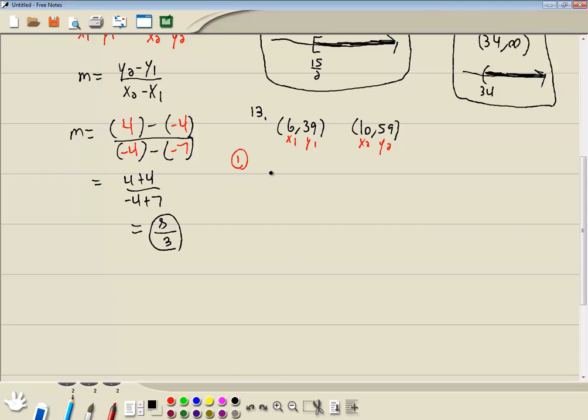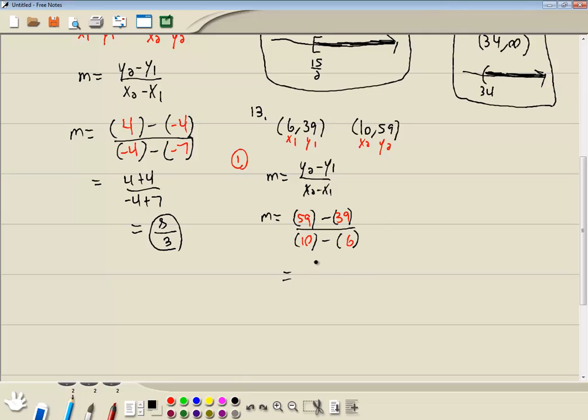And remember our formula is m is equal to y2 minus y1 over x2 minus x1. And we're going to go through and replace our variables with sets of parentheses before we plug in our numbers, just like we did the previous problem. Well, y2 we said is 59. y1 we said is 39. x2 is 10. And x1 is 6.